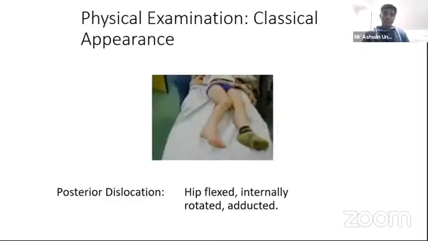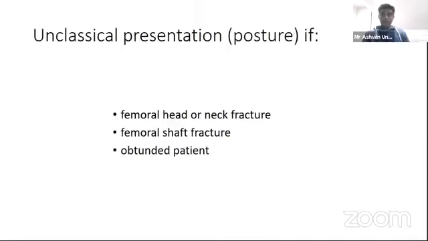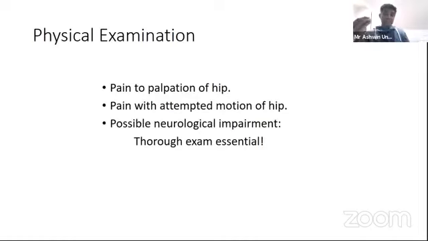Now, this is what you will classically find in a posterior hip dislocation, where the hip is flexed, internally rotated and adducted. Now, this is what you will see in an anterior hip dislocation, as I have previously suggested. Sometimes you could have a femoral head or a neck fracture or a shaft fracture. So it is quite important, as we previously suggested, to do a primary and a secondary survey and find out what other fractures are associated with it.